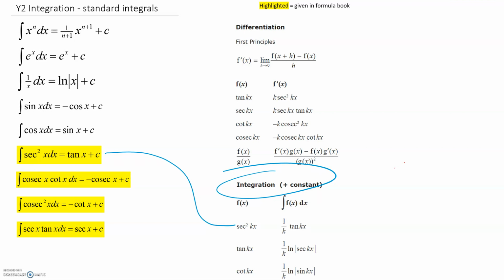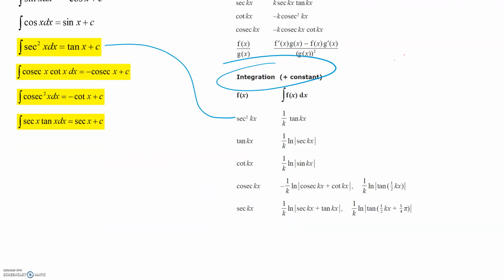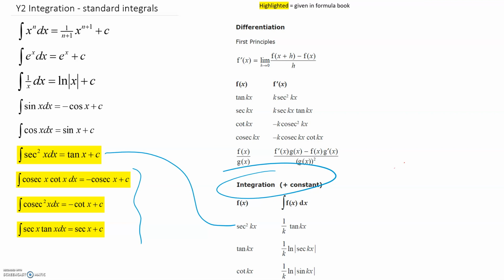So that's fairly obvious where that one is. If you look at the rest of the integration section in the formula book, you might be wondering where these three are. Well, those three are actually in the differentiation section, because if we look at, let's pick this one for example, the integral of cosec squared is minus cot x. So if we differentiate cot x, we get minus cosec squared. So if we want to integrate this, we're going to get that.